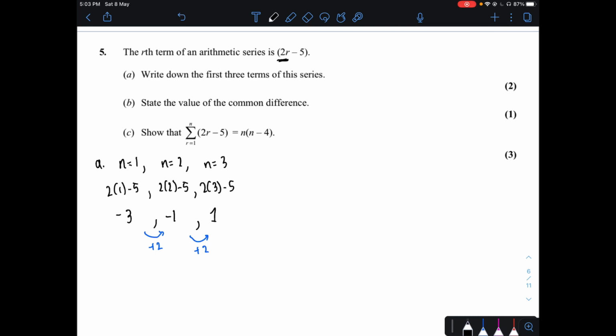Okay. Now, part B. This is what we're just coming to. Part B says, state the common difference. Now, this common difference is obviously 2 because if you look at the common difference, we're always adding what? We're adding plus 2. So D, which we usually use as the common difference, is 2.